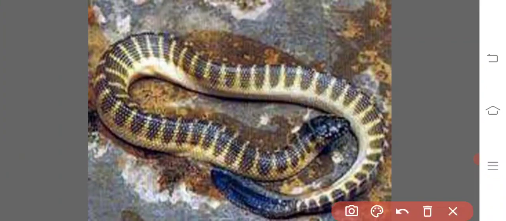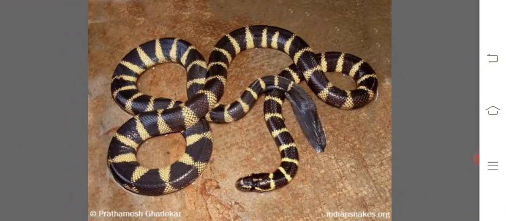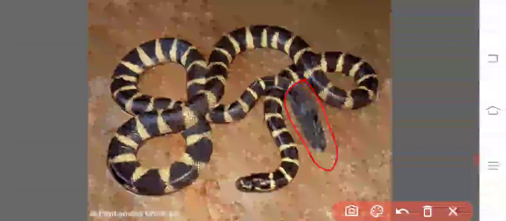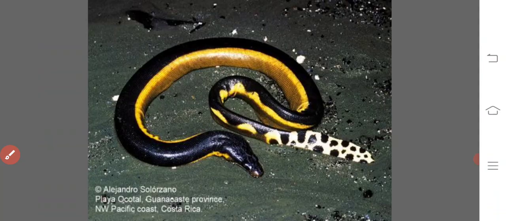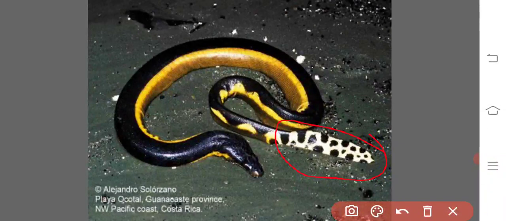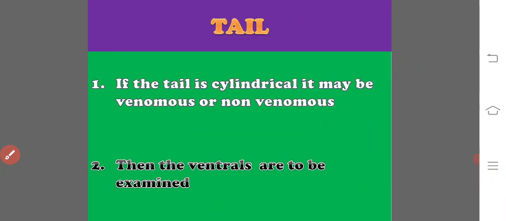See here, you can observe a laterally compressed tail, which is an adaptation to live in the aquatic environment. It is meant for swimming. Here we clearly see the tail region which is laterally compressed. Here also we can see the laterally compressed tail. So this is the main feature of the sea snakes, which are deadly venomous. If the tail is cylindrical, it may be venomous or non-venomous.